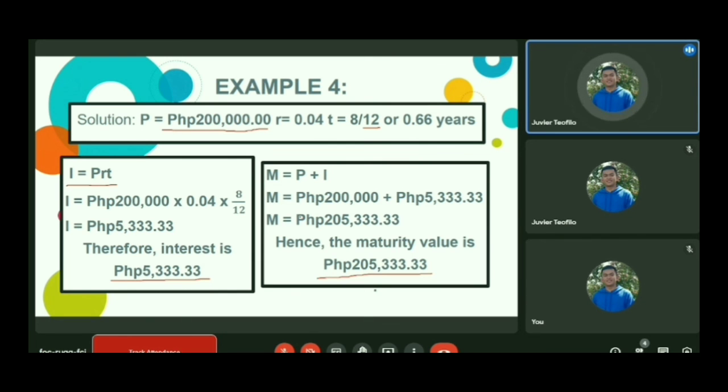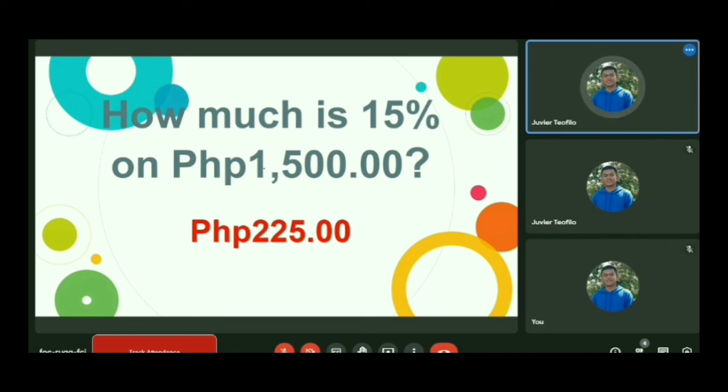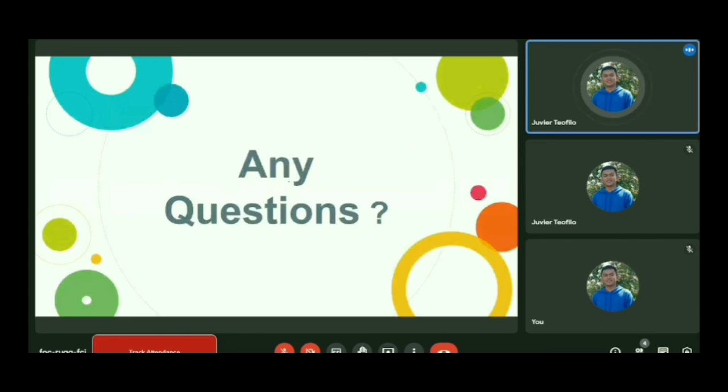Okay, if there's none, so let's proceed. And now, we can help Maria. How much is 15% on 1,500? So, okay class, how much is 15% on 1,500? Okay, very good. It is exactly 225 pesos. Okay, very good. I observe that you listen properly and you understand our lesson. Are there any questions or clarifications? Okay, if there's none, let's proceed.